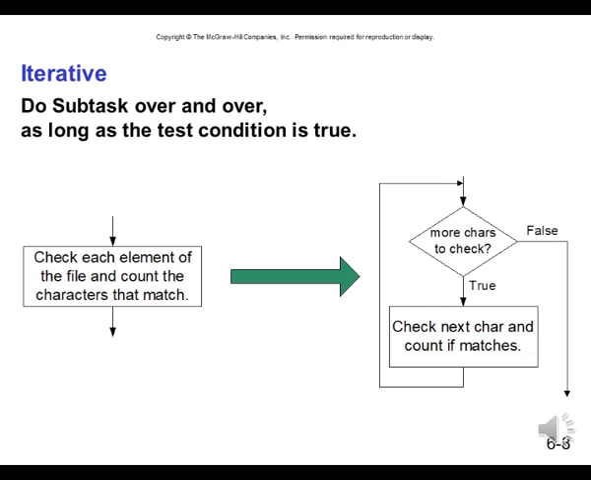The next is iterative. Do subtasks over and over, that means as long as the test condition is true, the program can do the next process. Check each element of the file and count the characters that match. More characters to check? It also has false and true. If true, the program does the next process, which is check char and count if match.